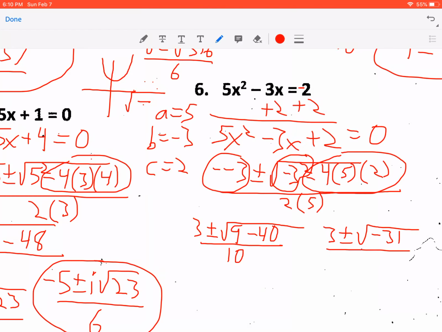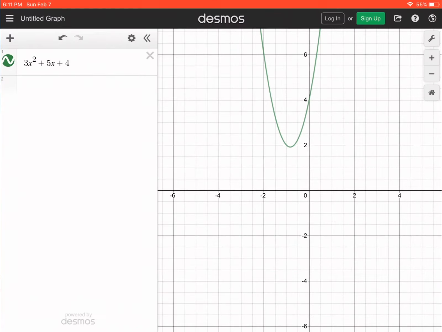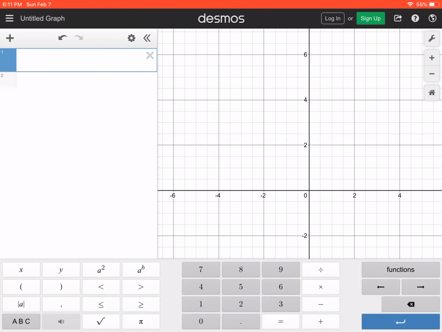That's fine. How do you fix that? How do you get rid of a negative on the inside? Put an i on the outside. 3 plus or minus i radical 31 divided by 10. Unless you can break down the square root of 31, which you can't, that's the best you can do. There's your answer. I'm going to graph it real quick, and you'll see it definitely is going to be above the x-axis. Anytime you get a negative inside the radical, that's what that means.